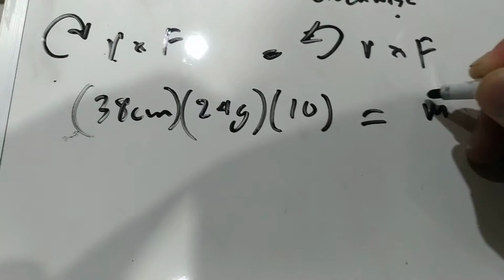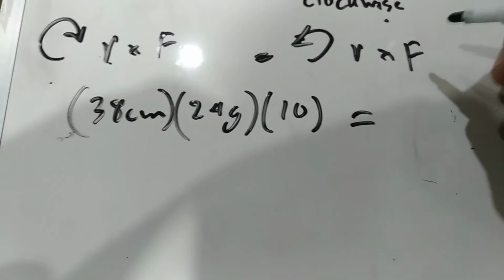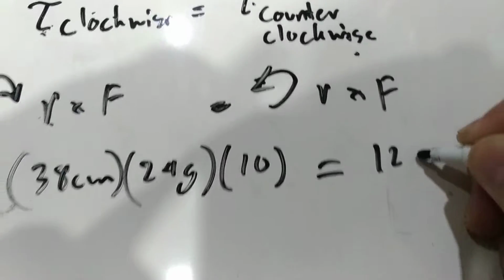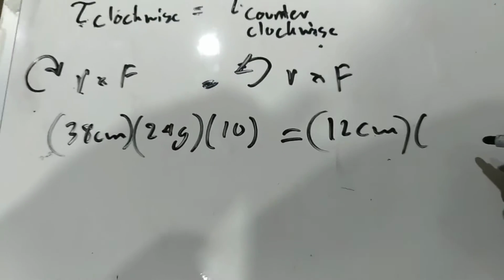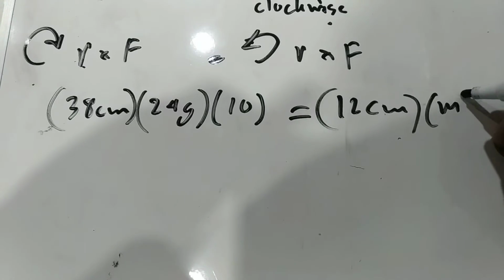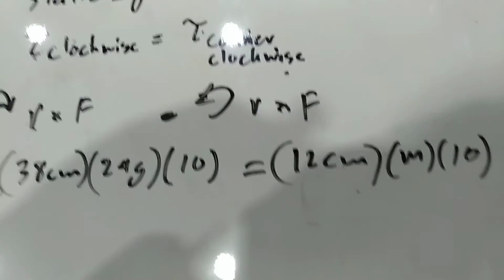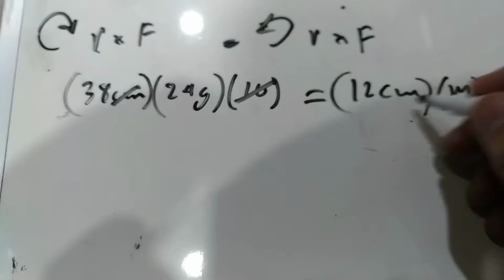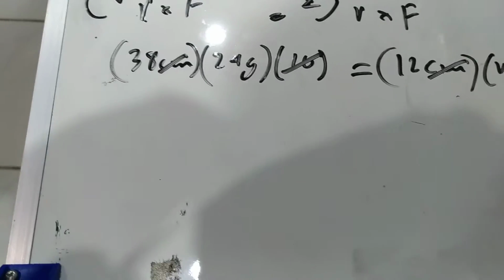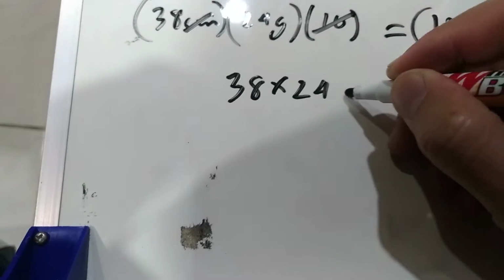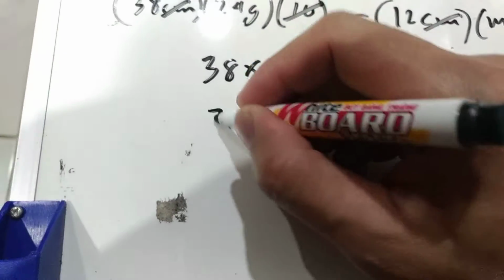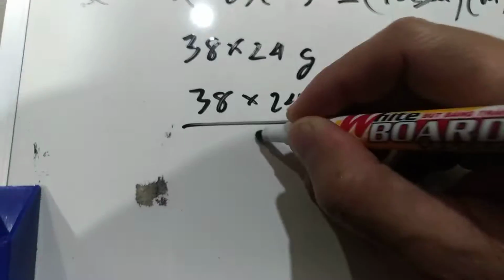We don't know m, so let's write the R first. The R from 50 to 62 is 12 centimeters. So let's write down 12 cm times m times the g. The gravity is 10. That's it. As you can see, the gravity will cancel from both sides, and centimeters cancel from both sides, and you have 38 times 24 gram equals 12 times m, and then solve for m equals 38 times 24 gram divided by 12.